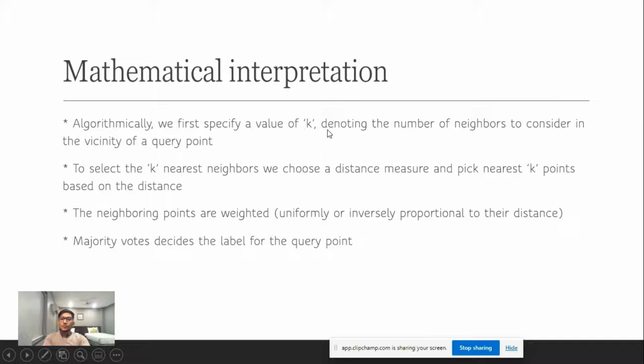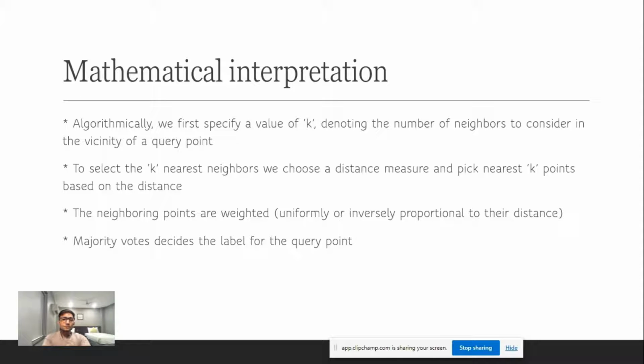Algorithmically, we first specify a value of k. How do we choose the value of k? That is based on experimentation. We make different plots, and based on the inflection, like the training versus test accuracy or performance measures, we take the inflection point for our best value of k.